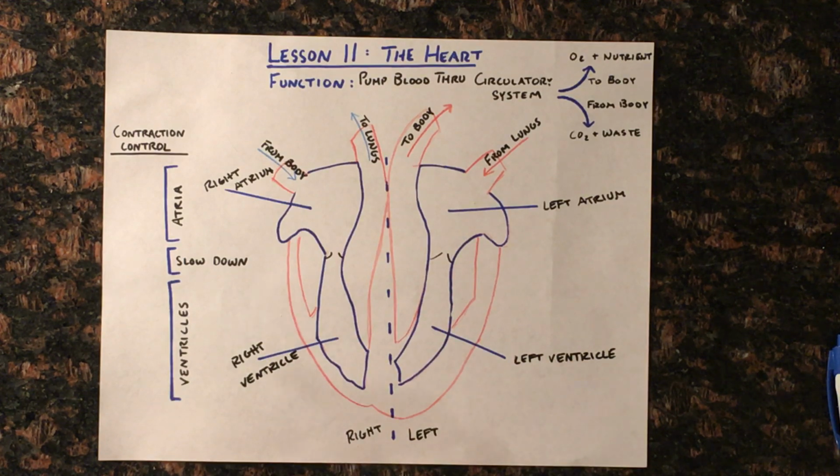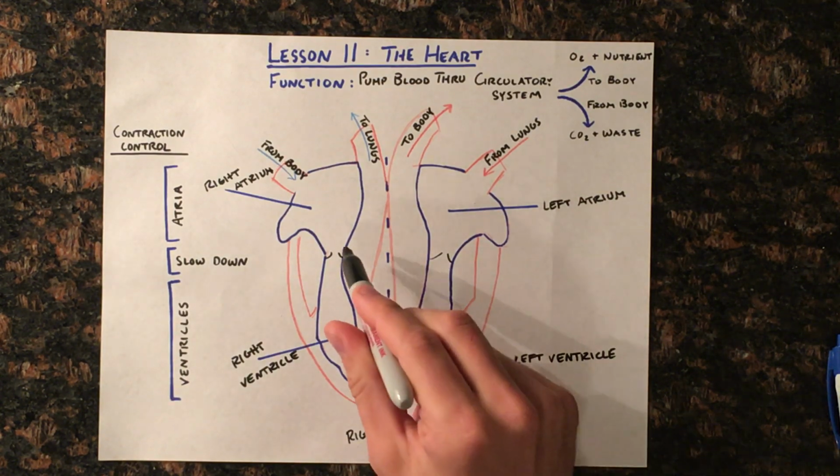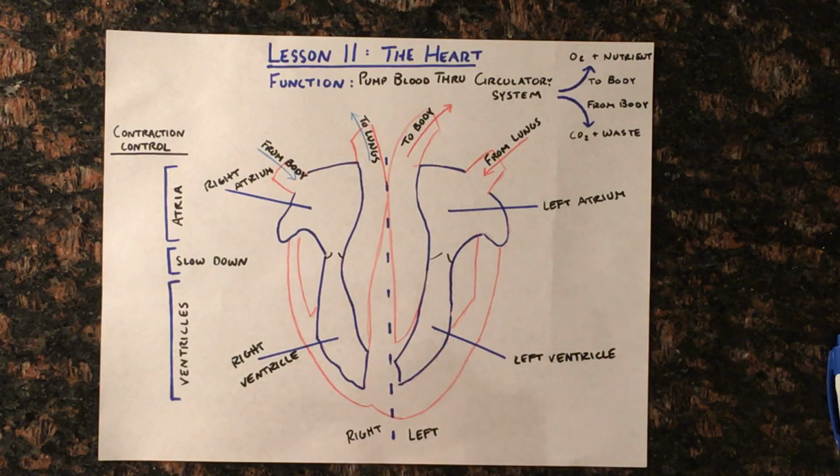Now, these chambers are separated by valves. These valves are one way. They will prevent blood from flowing backwards, which would be kind of a day ruiner. We'll go over how valves work next time, but for now, just know that they are separating these chambers.